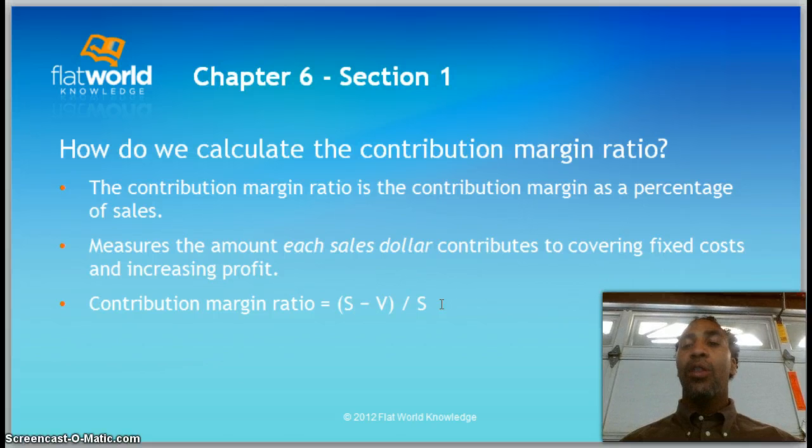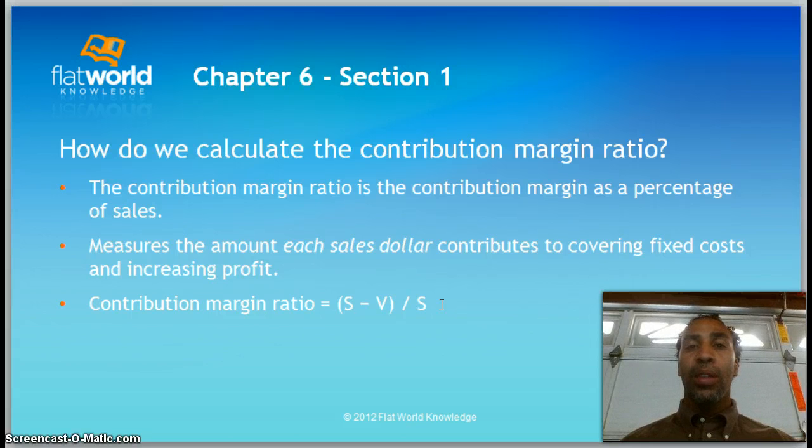How do we calculate the contribution margin ratio, which is going to be used more in our equation? The contribution margin ratio is the contribution margin as a percentage of sales, right? So then we're going to have to figure out what a percentage is. We want to measure the amount each sales dollar contributes to covering fixed costs and increasing profit. Contribution margin ratio is S minus V divided by S.